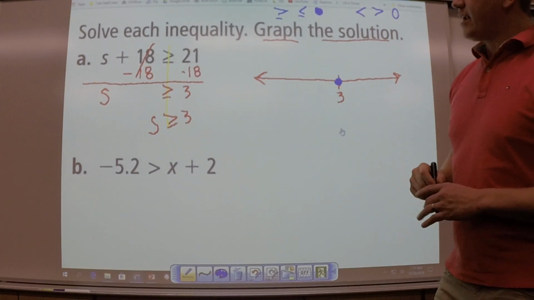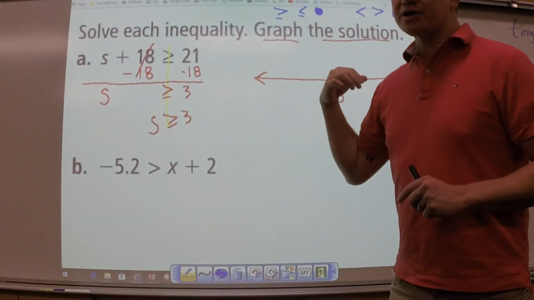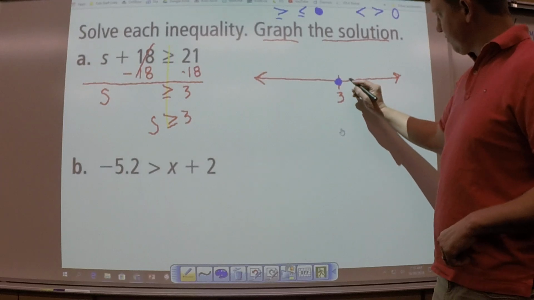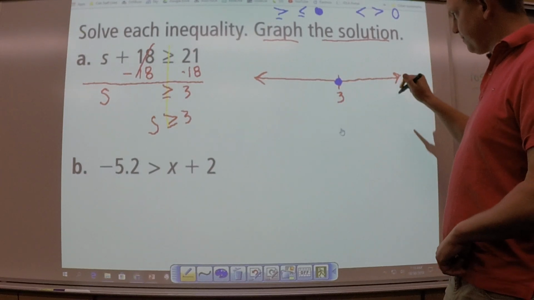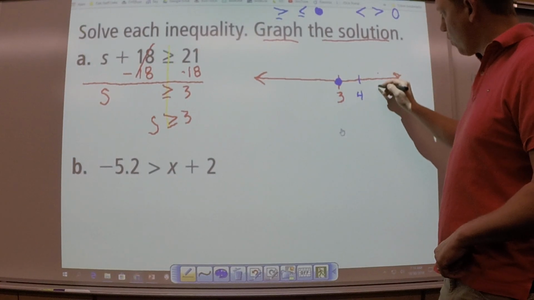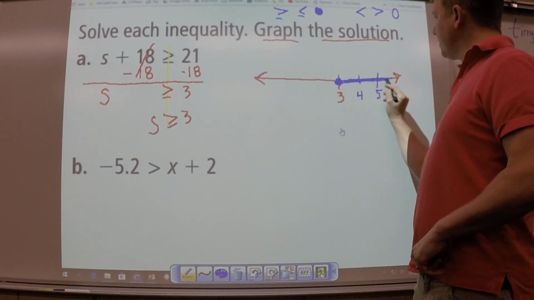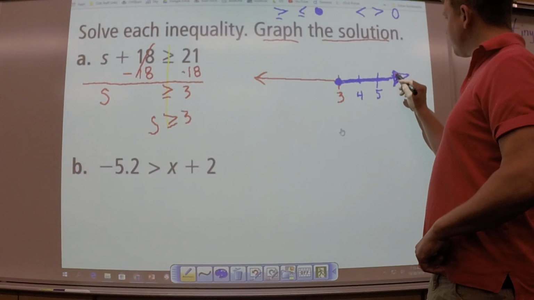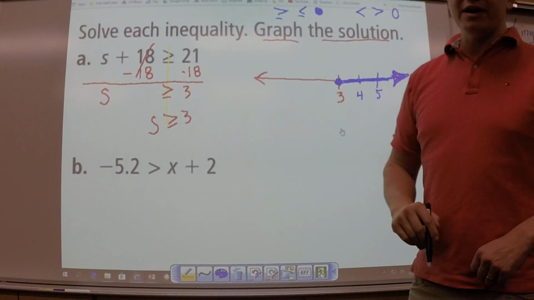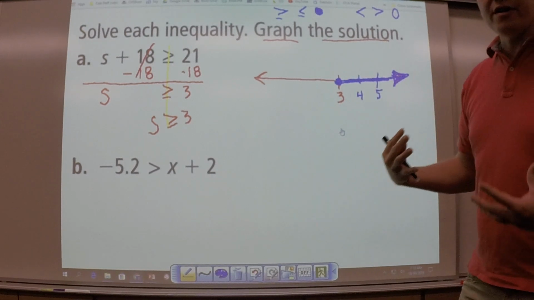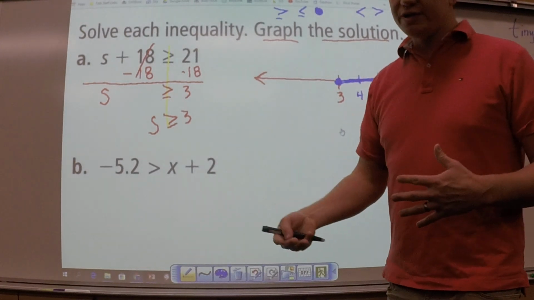Okay, and then I ask myself, well, which direction will be greater than? So since s is greater than or equal to 3, I'm going to shade it larger, because technically this is 4 and 5 and so on. So I'm going to shade it greater than, which is in this direction. And that tells everybody that sees that graph that it is including 3 and larger for all the numbers that could make that a true statement.